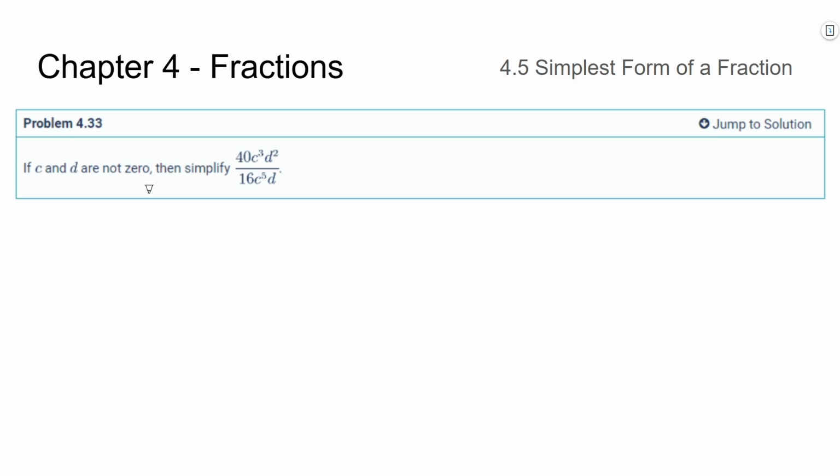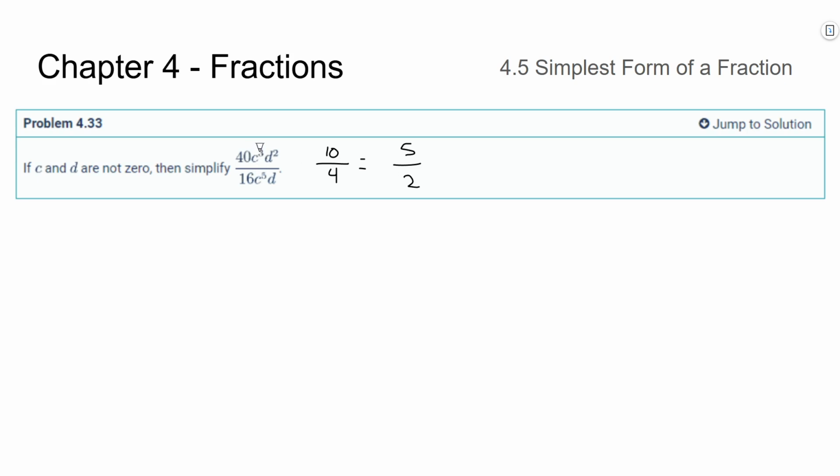All right, if C and D are not 0, let's simplify this. All right, so what can we do here? First let's simplify our integers. So I can see a common factor of 4. So this would be 10 over 4. That can actually simplify more to be 5 over 2.